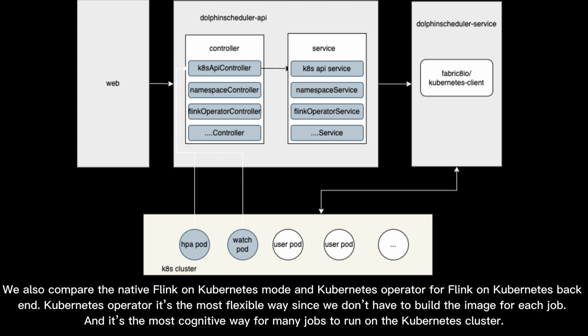We also compared the native Flink on Kubernetes mode and the Kubernetes operator for Flink on Kubernetes. The Kubernetes operator is the most flexible way since we don't have to build the image for each job. And it's the most convenient way for many jobs to run on the Kubernetes cluster.